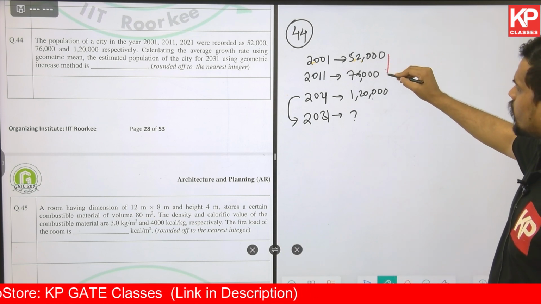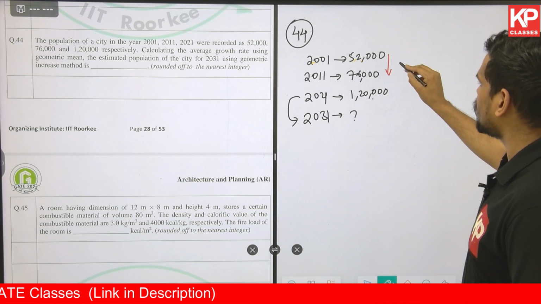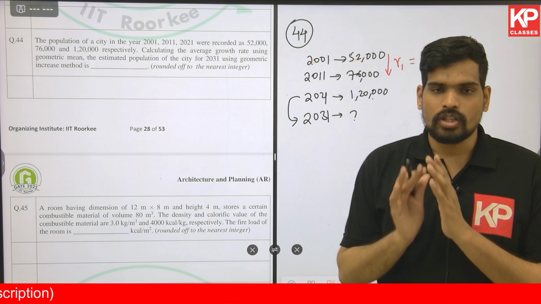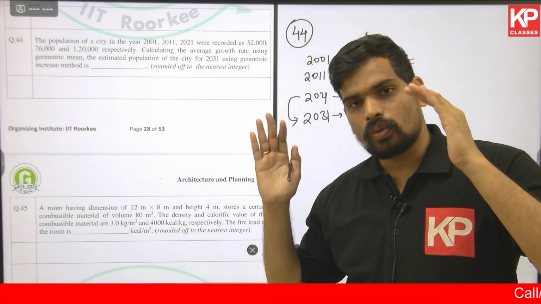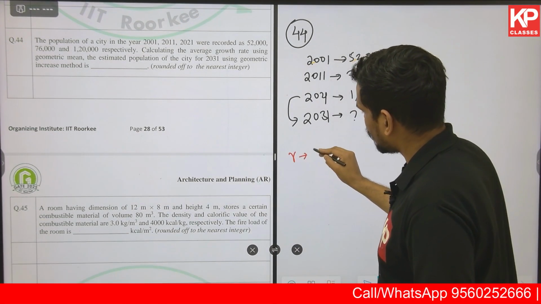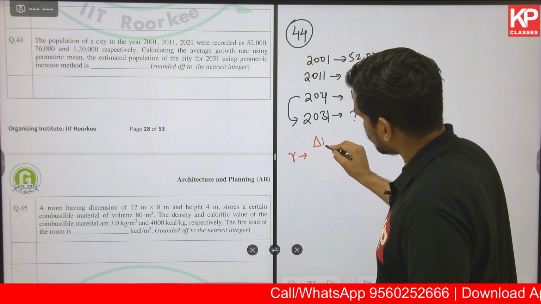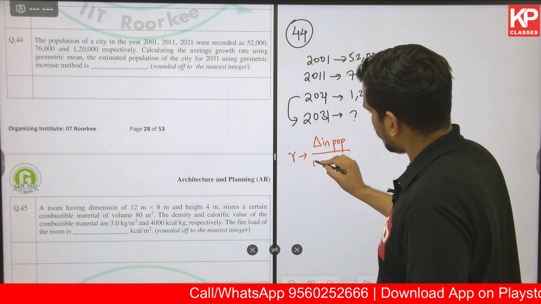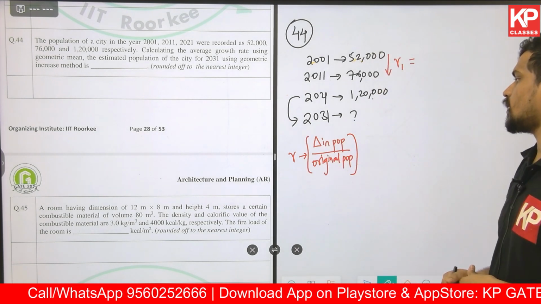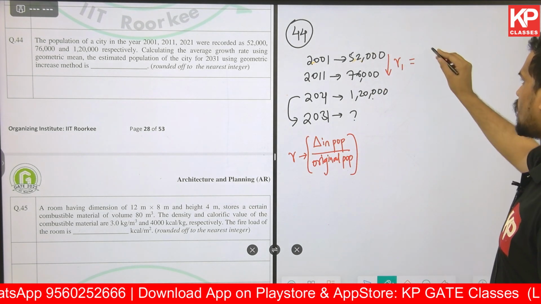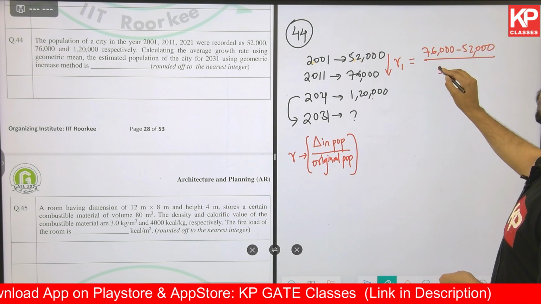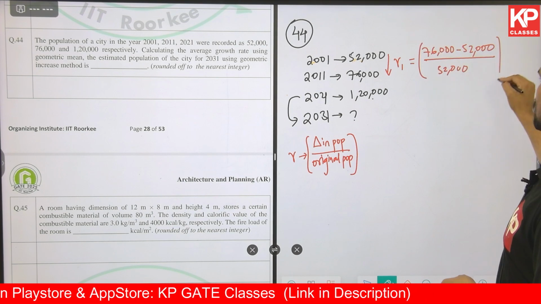First let us see what the growth rate is from 2001 to 2011. That is r1. It is the change in the population divided by the original population. Always, rate of growth is the total growth divided by the original population. Rate of growth is nothing but the increase in population, delta in population, divided by the original population. So what is the change in the population? That will be 76,000 minus 52,000 divided by 52,000. Original population is 52,000 in the beginning, right?